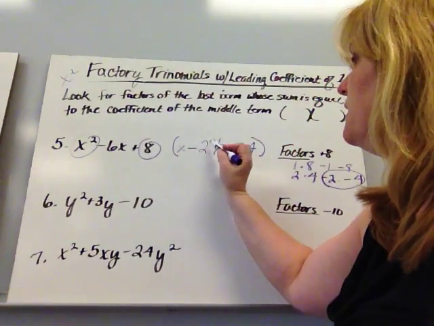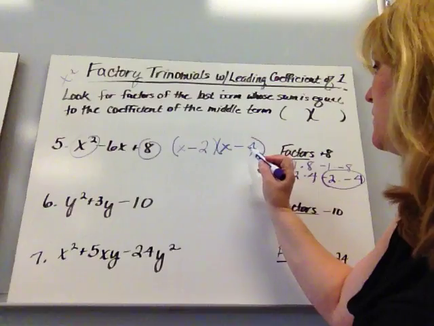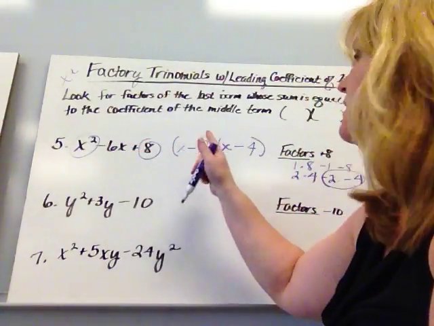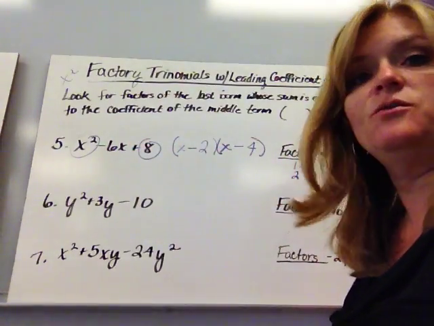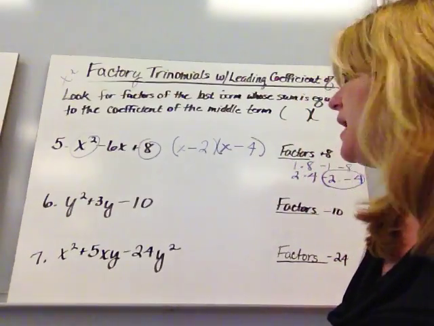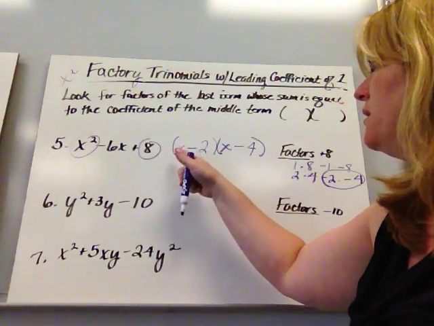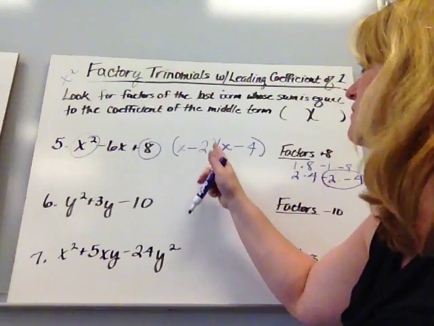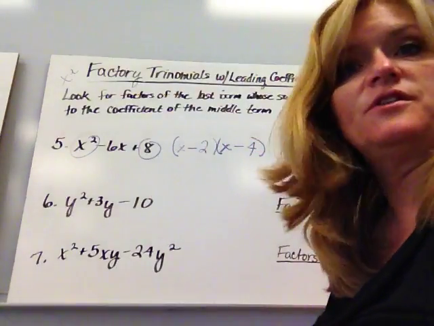Now if you look, negative 2 times negative 4 is a positive 8, and they add up to the negative 6. And you can always check by multiplying it through in your head. You get x squared minus 4x minus 2x plus 8, and it comes out to that.